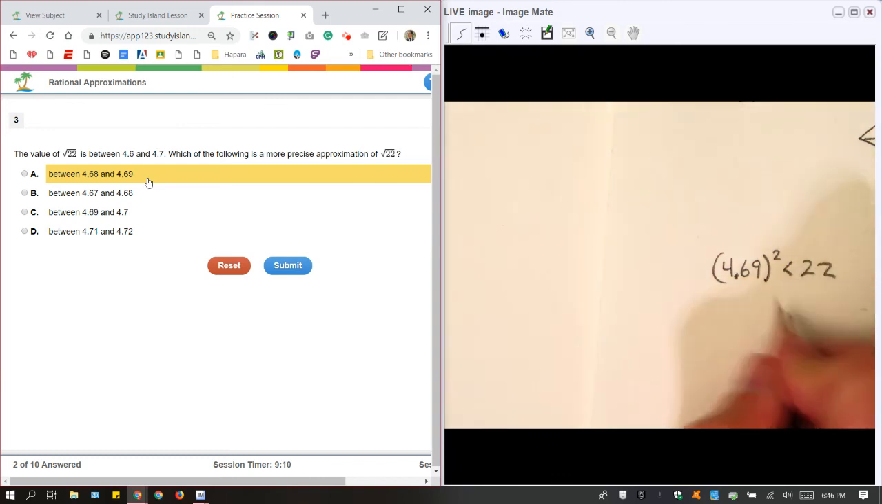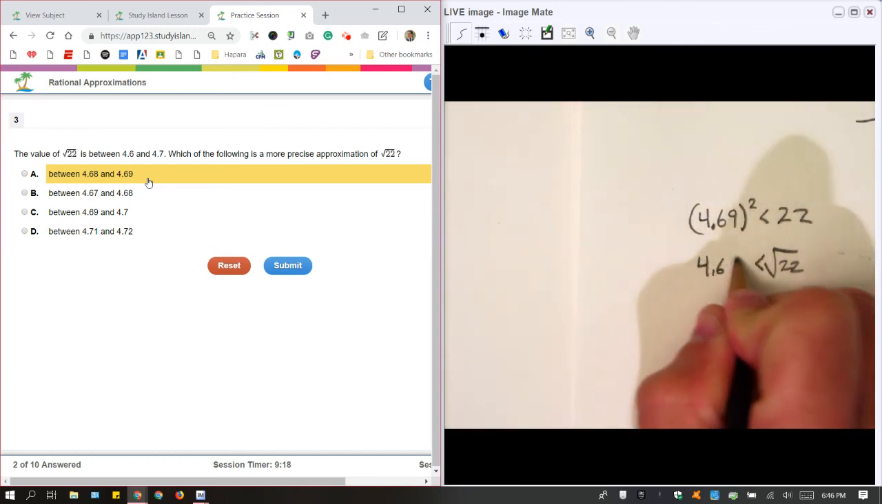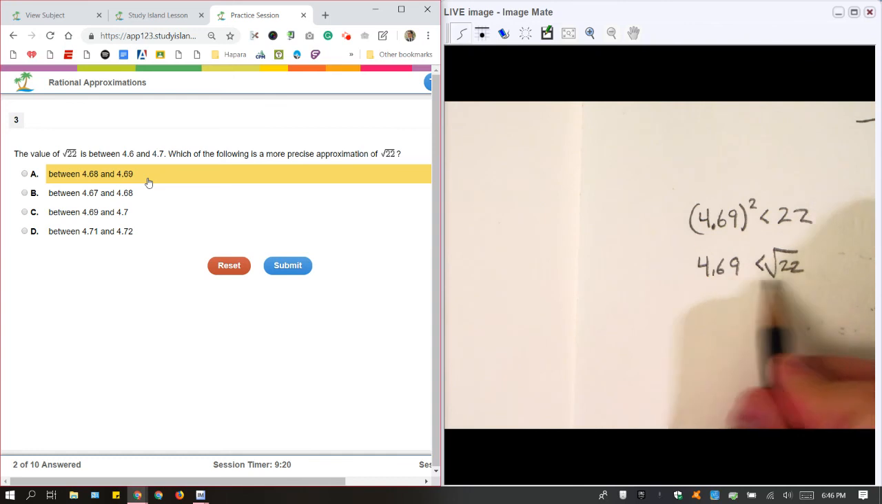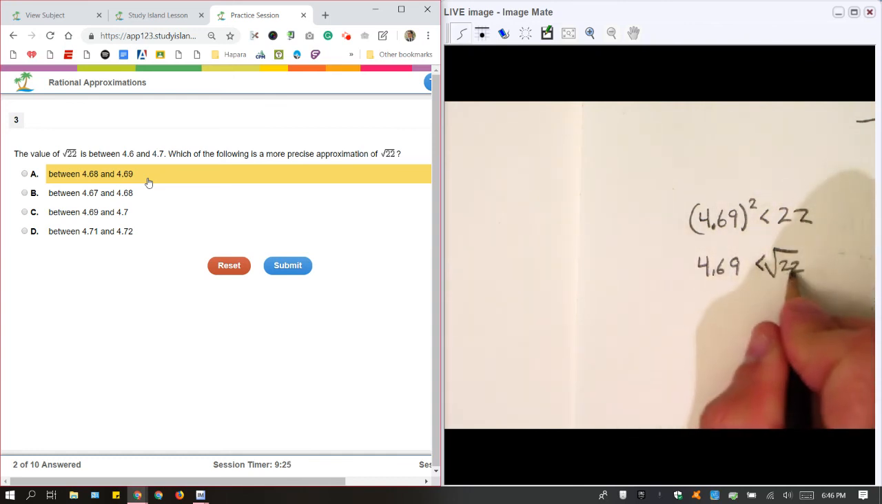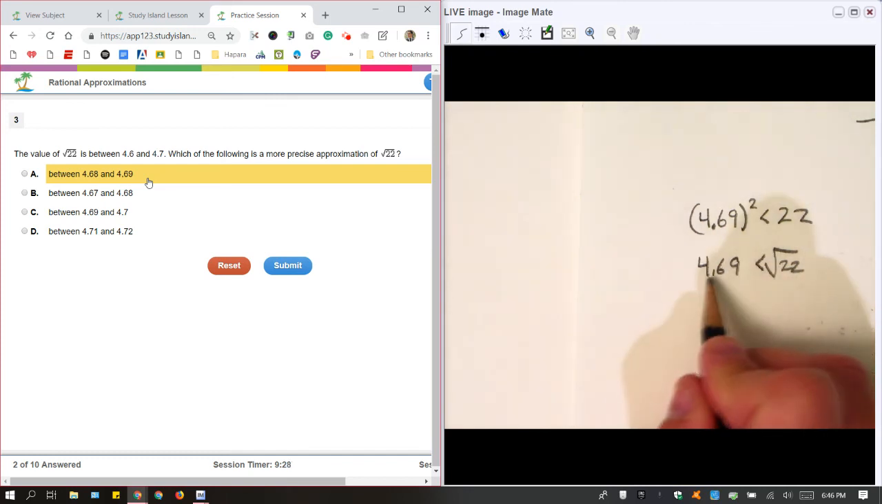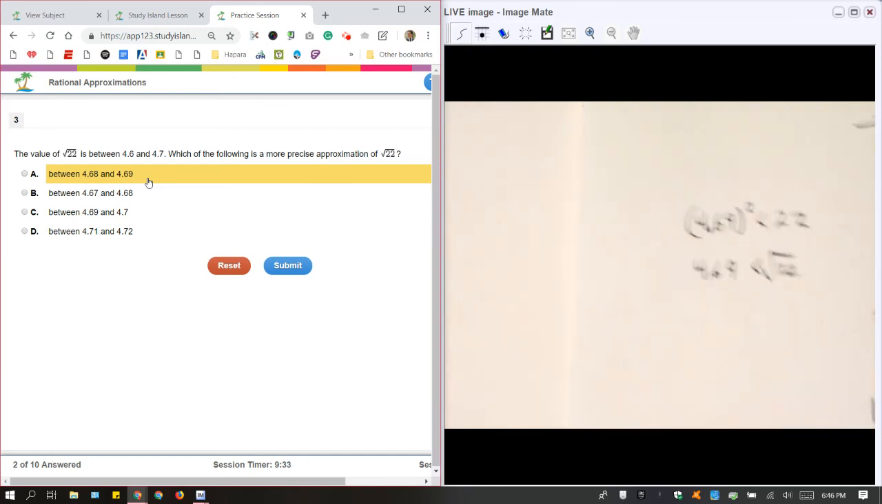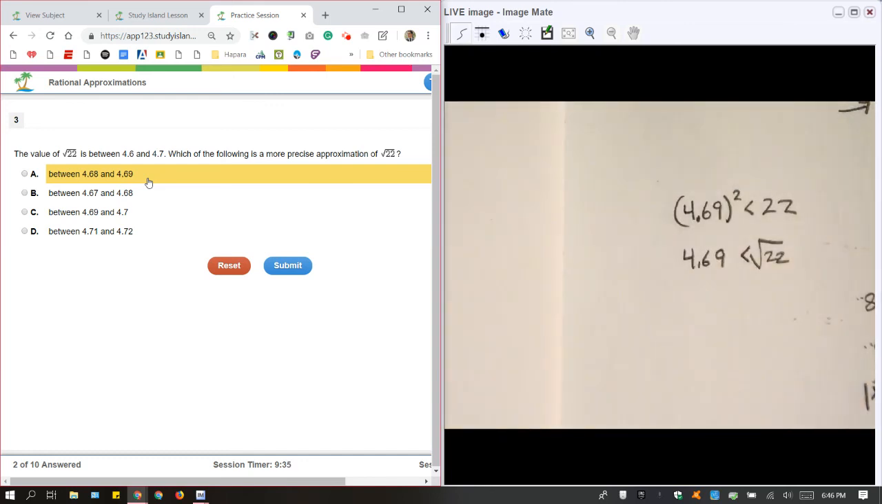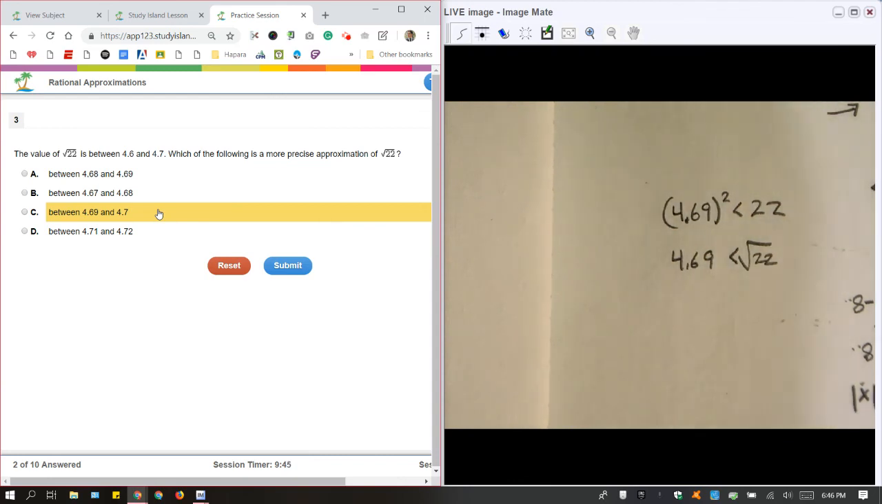Then the square root of 22 is going to be more than 4.69, because the square root of 4.69 squared would be 4.69. So if I'm looking for what the square root of 22 is between, it's not going to be between 4.68 and 4.69, because it's more than 4.69. So all you're doing is multiplying these values that they give you by each other to see which one gives you the lower end, when you square it, below 22, and the next one above 22.